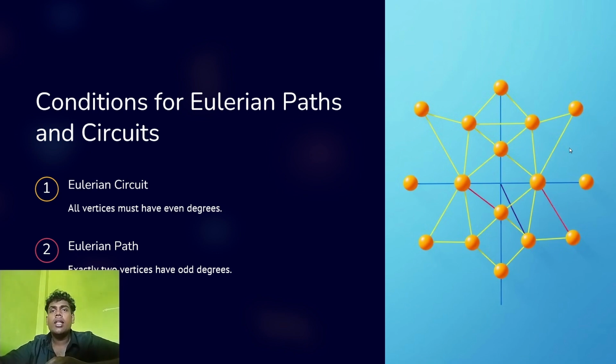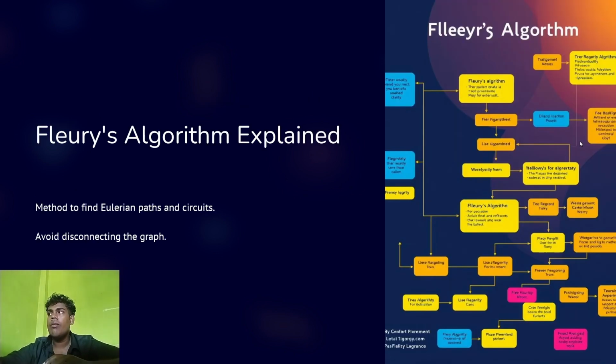Then we will see Fluery's algorithm's explanation. What is Fluery's algorithm? Fluery's algorithm is a step-by-step method to find Eulerian circuits and paths. It ensures that when traversing edges, we avoid breaking the connectivity of the graph. Let's see how it works.